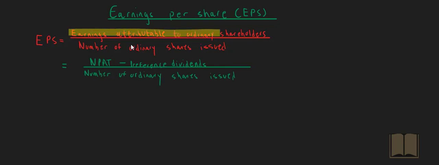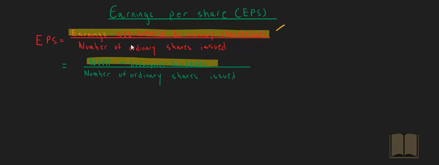The earnings attributable to ordinary shareholders is basically your net profit after tax and after the provision for preference dividends. So it's the profit left over to pay your ordinary shareholders. Remember that this profit available to ordinary shareholders can either be paid out as a dividend or it can be retained in the business as retained earnings.